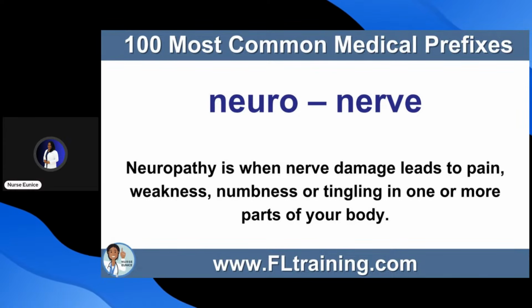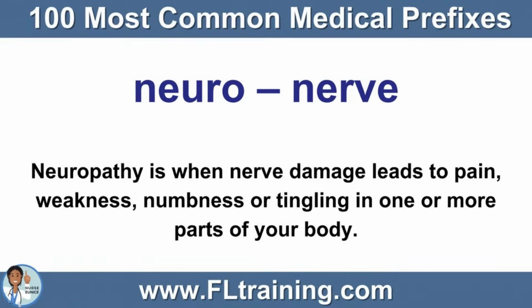Neuro means nerve. For example, neuropathy is when nerve damage leads to pain, weakness, numbness, or tingling in one or more parts of the body. So, patients who've had a stroke will have neuropathy, or someone who may have had an amputated extremity will also have phantom pains as if their leg is still there. And so that would mean that the nerves were damaged and that they could possibly have neuropathy also.